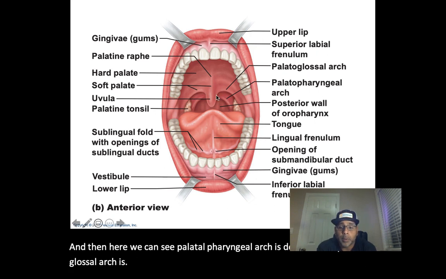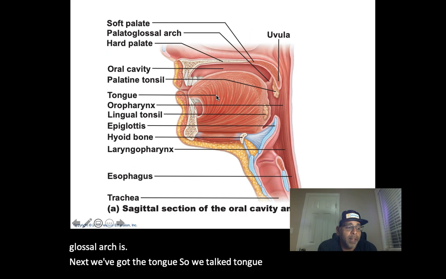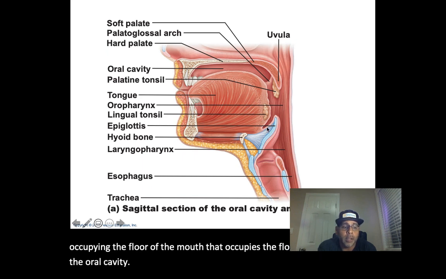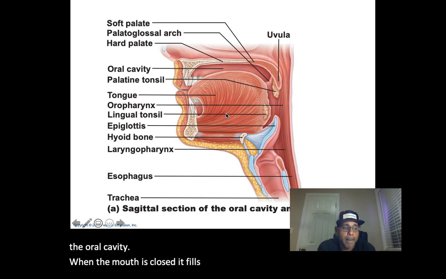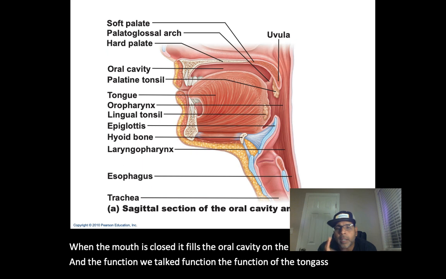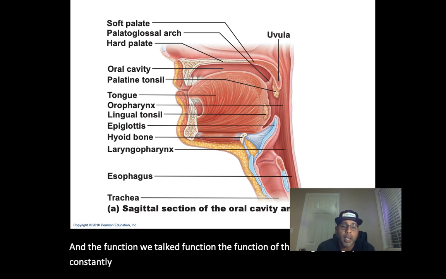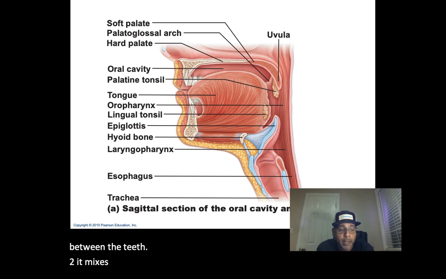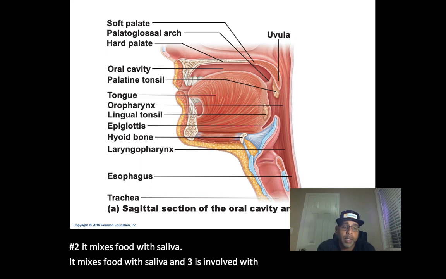Next we've got the tongue. The tongue occupies the floor of the mouth. It fills the oral cavity when the mouth is closed. When we talk functions, the function of the tongue is, number 1, to grip and constantly reposition food between the teeth. Number 2, it mixes food with saliva. And number 3, it's involved with taste. We talked about that when we talked about the special senses.